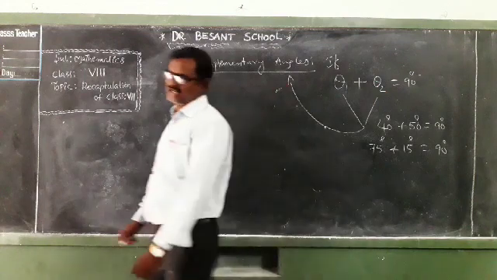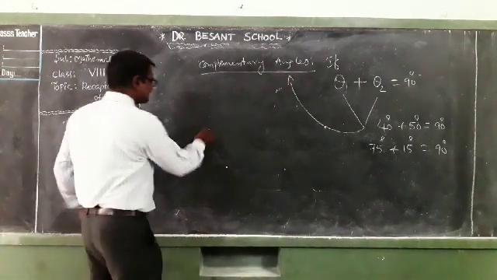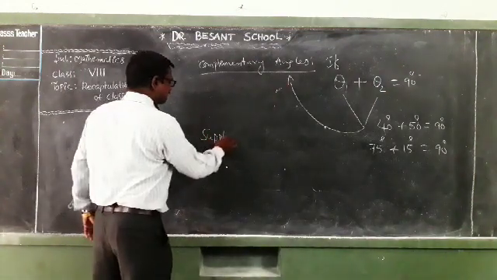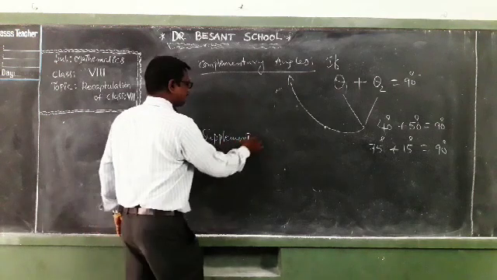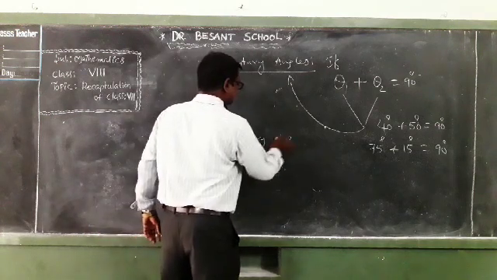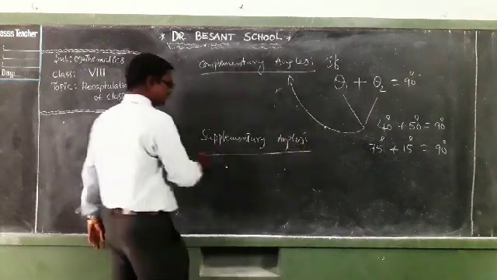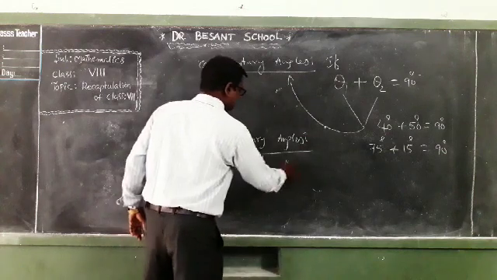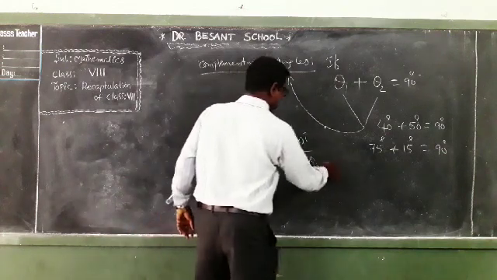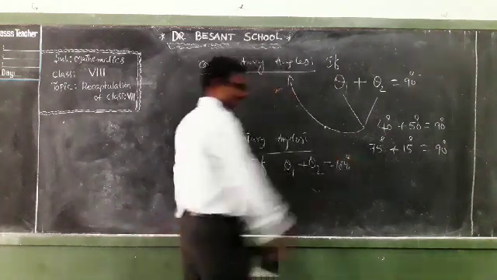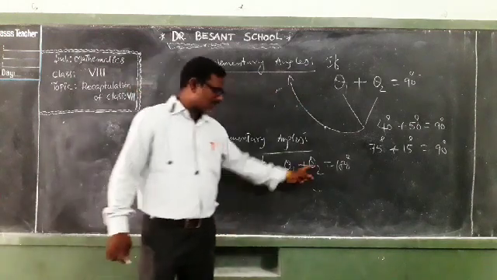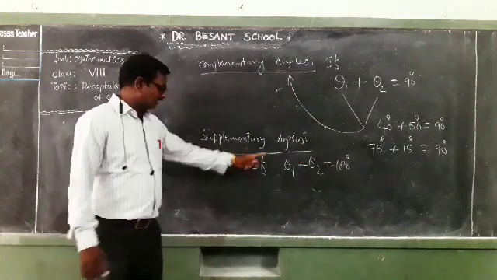And also we learned supplementary angles. That means if the sum of the measures of the two angles, theta 1 plus theta 2, is equal to 180 degrees, then those two angles are said to be supplementary angles.